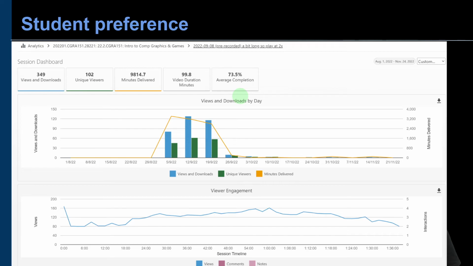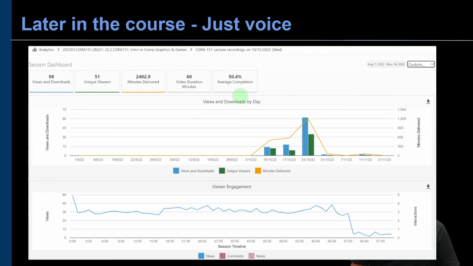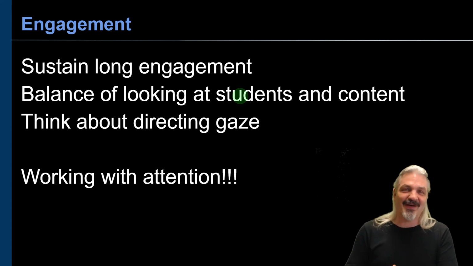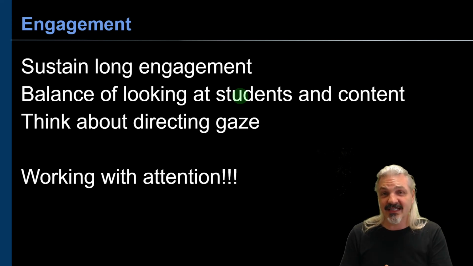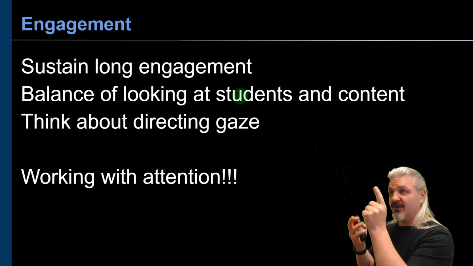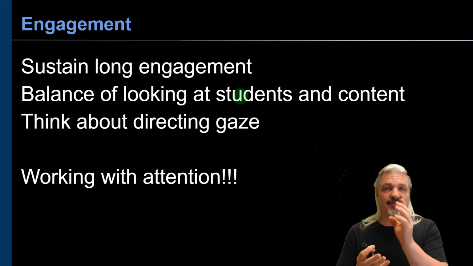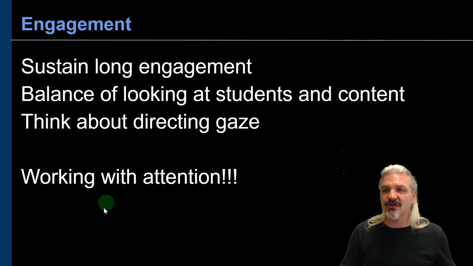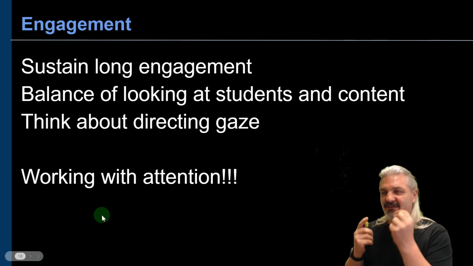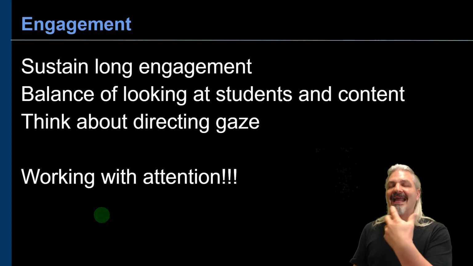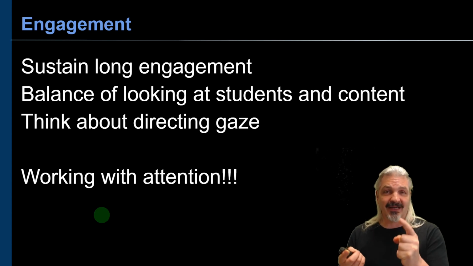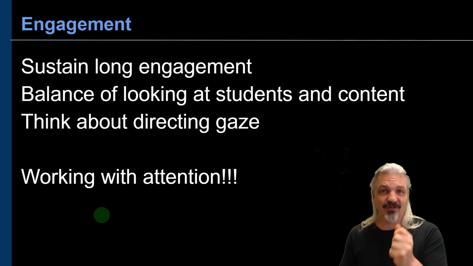Now, this is not a problem with attention span. It's that it's too hard to keep paying attention when you're not getting that attention support. So my main talk in this rapid fire session is you can sustain long attention by varying eye contact with content gaze. You can balance looking at the student and looking at your content. Think about how you direct your gaze. Make sure that when I look somewhere, the students are seeing me look in that direction, and so I help them stay focused and work with attention rather than against attention to get the most out of your video content.